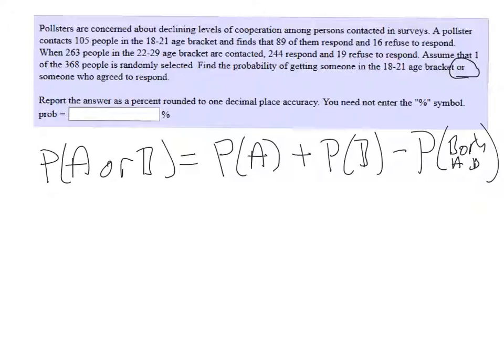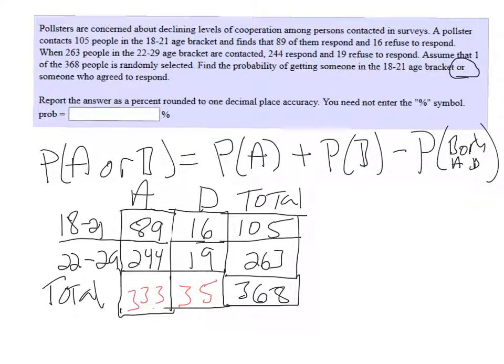So what we're going to do is organize the information they gave us into a table. I created a table while I was off screen here, and there's the 18 to 21-year-olds, and they told me 89 agreed to respond and 16 refused. They also told me that those add up to 105, and they do. I did the same thing with the 263 people in the next age bracket: 244 agreed to respond, 19 didn't.